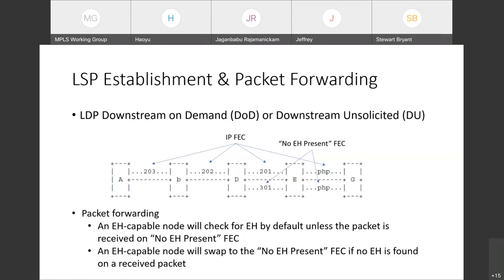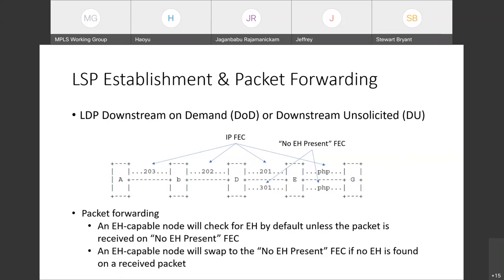So do you have any example like where the extension header lies in the stack? Excuse me, can you repeat your question? Did you have any slide where you can show where the extension header lies in the MPLS stack or data? No. Sorry, I didn't include such an example in the draft yet. But I think that another draft in more detail gave some figures to show the real example. Yeah. So you can take a look at that other draft.